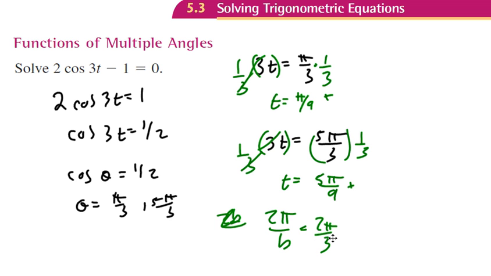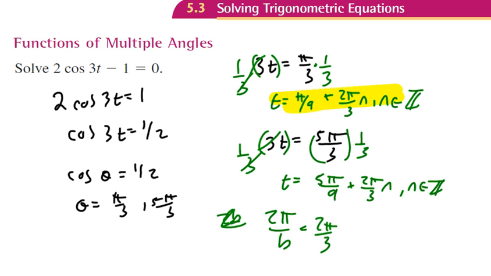That's 1 period. So in order to get to pi over 9, again, I have to add 1 period. And the 1 period is 2 pi over 3. So I'm going to add 2 pi over 3 n, where n is within the integers. So that's one answer. And then down here again, 2 pi over 3n, where n is within the integers. All right, so these right here would be our final answers.